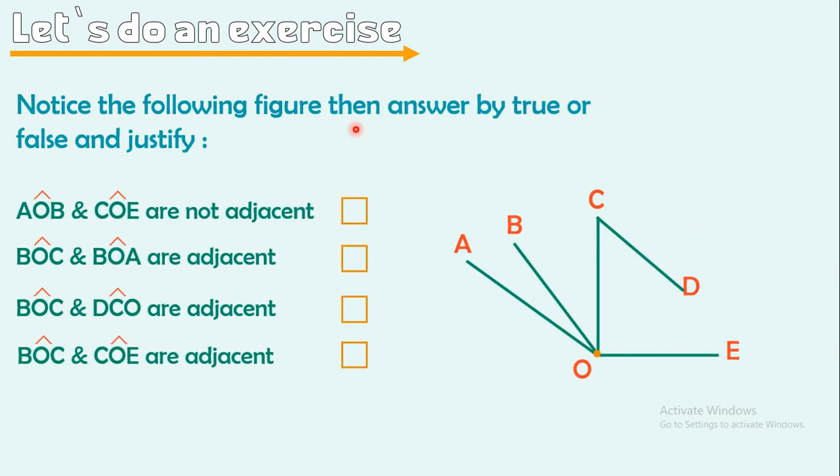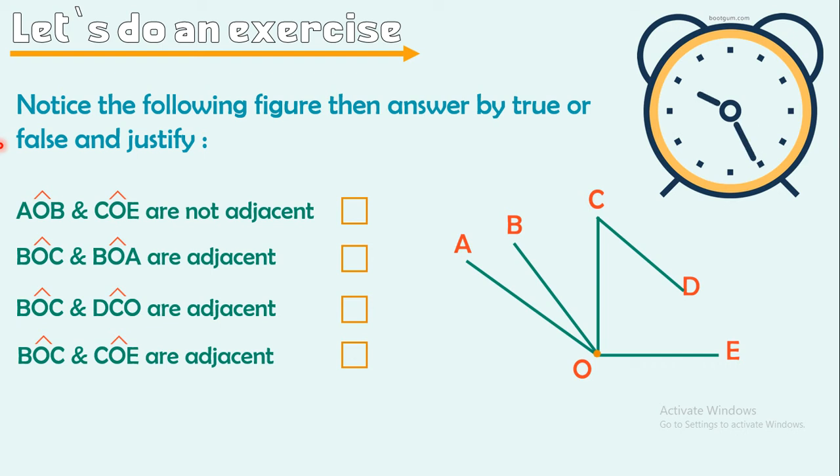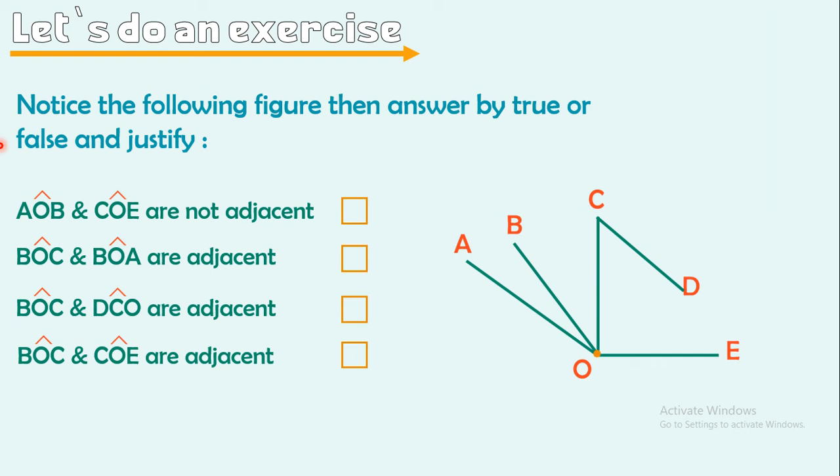Notice the following figure, then answer true or false and then justify. I will give you some time. Now let's do it together. Let's start with the first one. The angle AOB and the angle COE are not adjacent. Let's check it. Here we have a vertex O and here we have a vertex O, but they don't have a common side in between them. So they are not adjacent. So this is true.